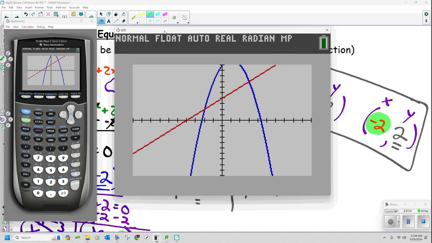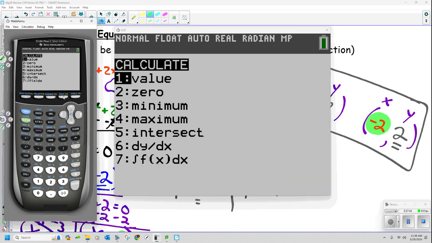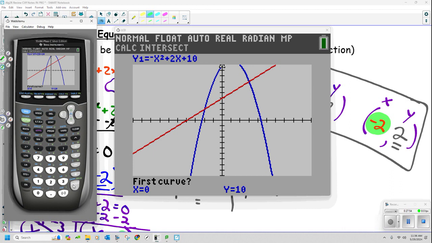Now, I could look at the table, but I am just going to hit second trace and use the intersect function. So all I've got to do is move my little spider dude. You see it kind of flashing up here. I'm just going to move it to the left. And I just got to be close. I don't have to be right on it. You see how there's 2? Whatever one he's closer to, it's going to give me. So I hit enter 3 times. That should be -2, 2. And there you go. You'll see at the bottom, x is -2, y is 2.